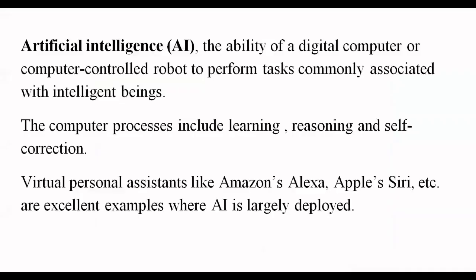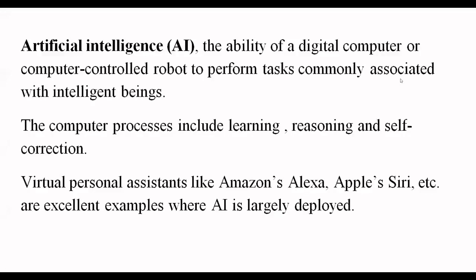So let's quickly define it in theoretical terms: artificial intelligence is the ability of a digital computer or a computer-controlled robot to perform tasks commonly associated with intelligent beings. So in AI, we are giving intelligence to robots and computers to do some intelligent tasks, and the computer processes include learning, reasoning, and self-correction.